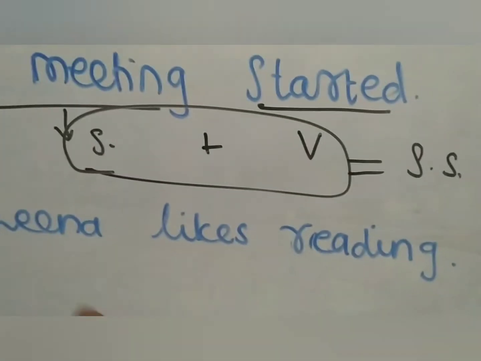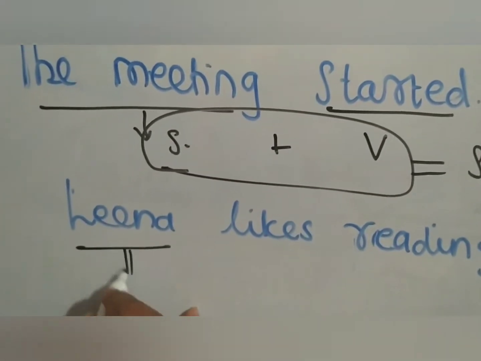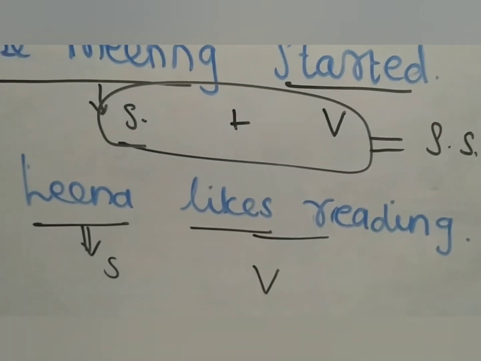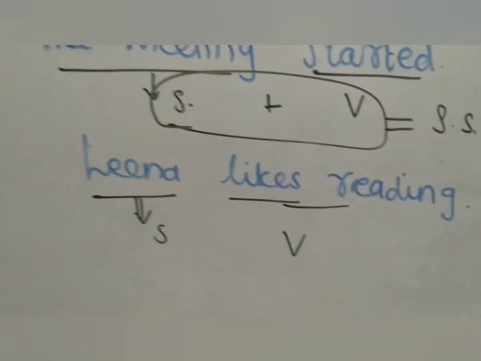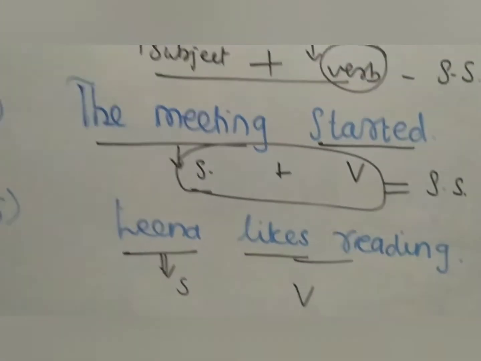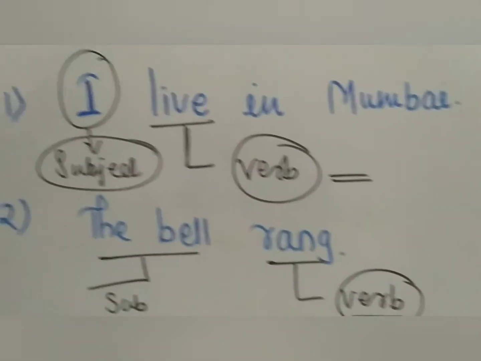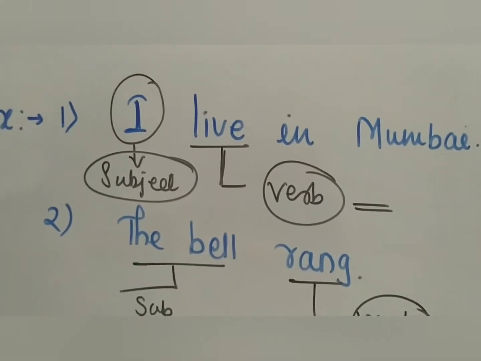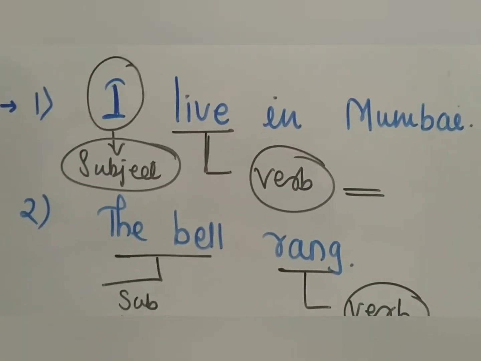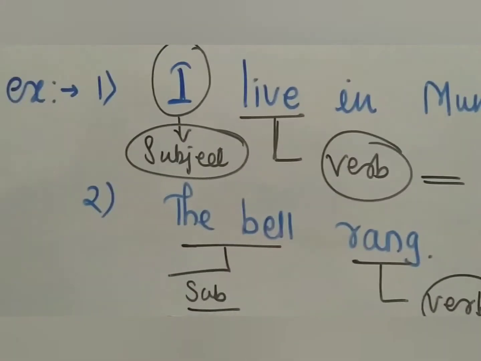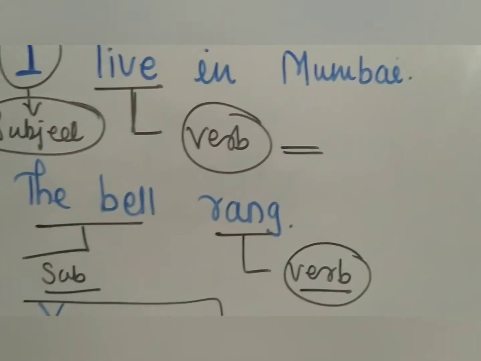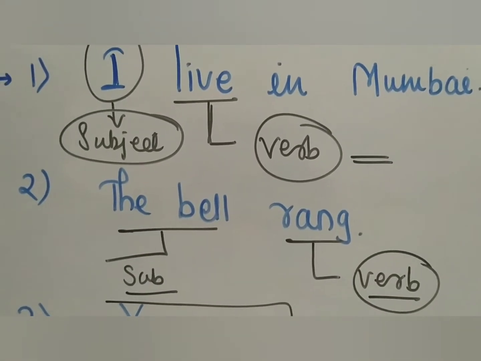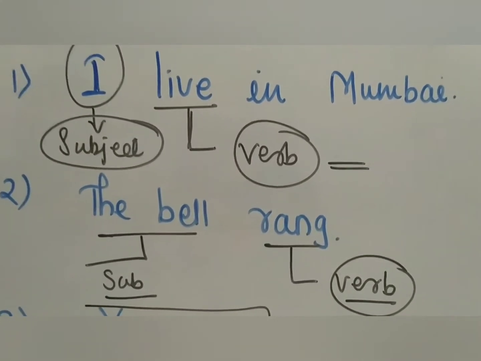Lina likes reading. Here Lina is the subject, likes is the verb. Okay, so in this way it is very easy to identify the simple sentence. There are lots of sentences. Please practice writing simple sentences, sometimes in your notebook also. It is very useful to practice properly at home.